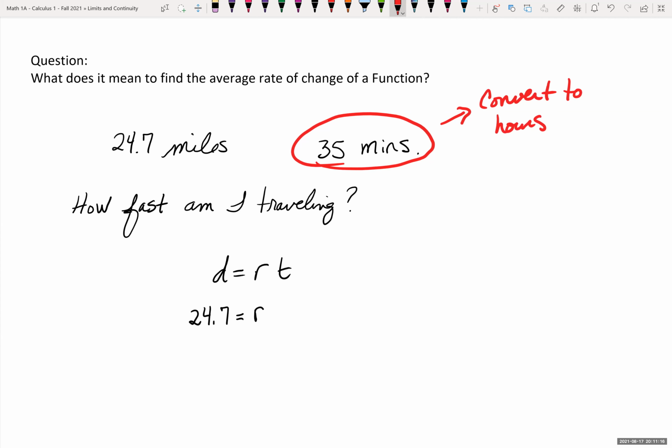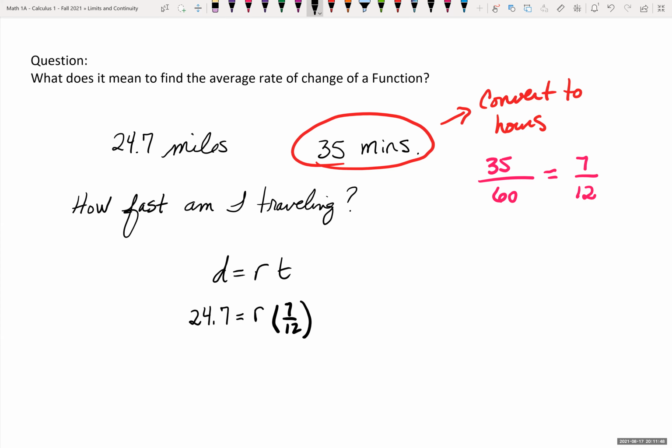Well, I know that there's 60 minutes in an hour. And so 35 minutes over 60 minutes. So I'm just going to reduce this a little bit. I notice they're both divisible by 5. 5 goes into 35 7 times, and 5 goes into 60 12 times. So I know my time here is 7/12.